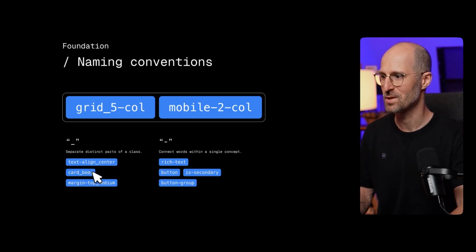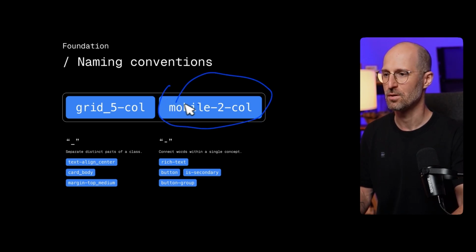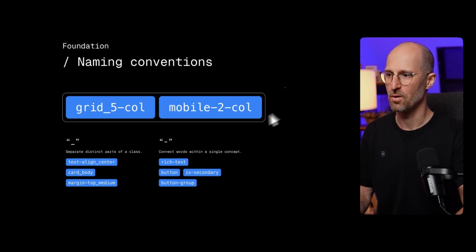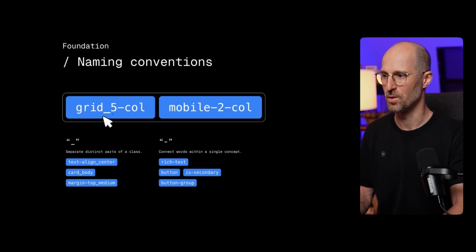This is the second use case for underscores. And underscores are always used on the main classes. There are combo classes like mobile to columns, and when you read all of this name, you can understand what's going on. So there is a grid with 5 columns and on mobile it will become 2 columns.